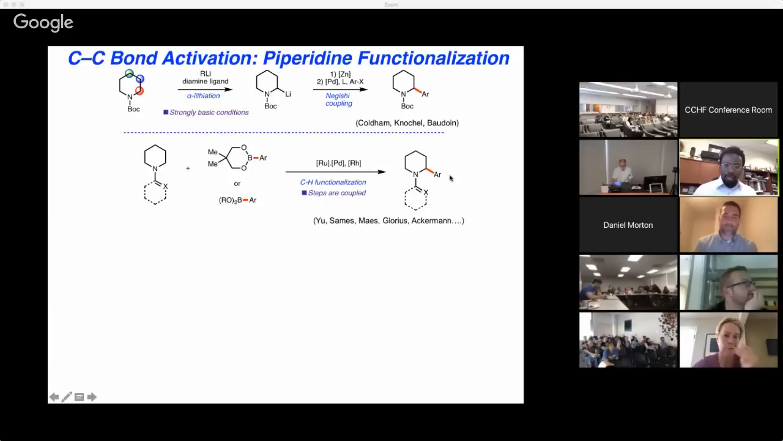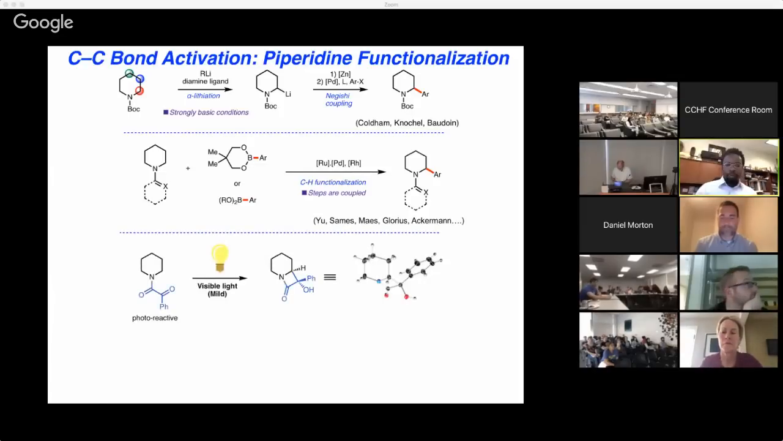This is a very powerful way to now functionalize molecules. Of course, Jin Kwon Yu within the CCHF has been a major player in this area, and there have been, in fact, many other players, such as those that I list here. Now, we became interested in being able to essentially benefit from these existing precedents to think about ways in which perhaps we could also start to achieve these types of CH functionalization cross-coupling processes.